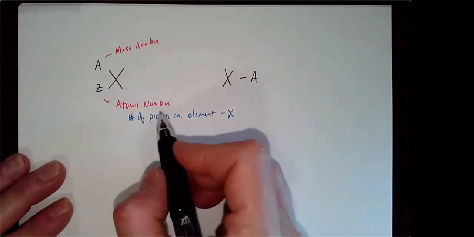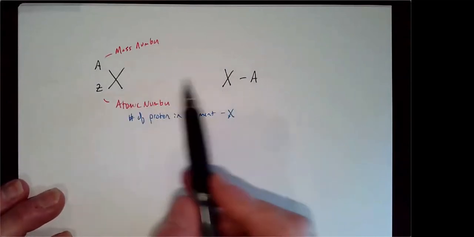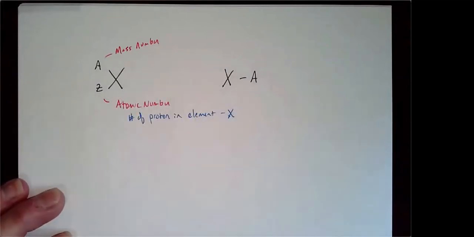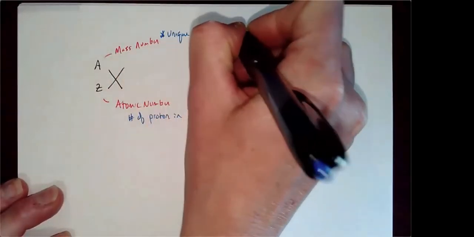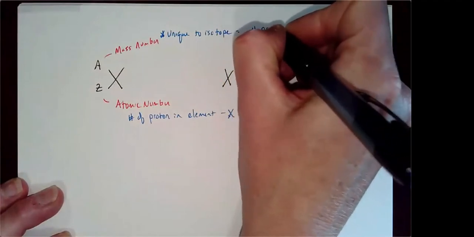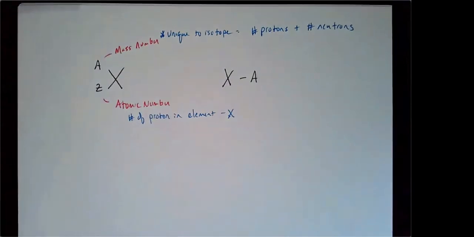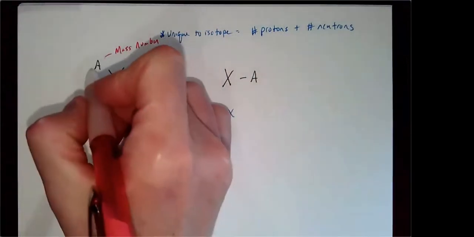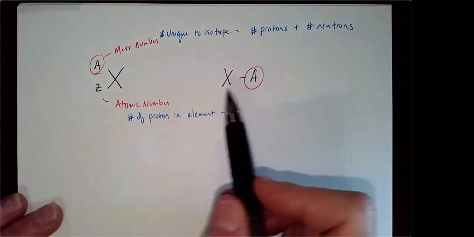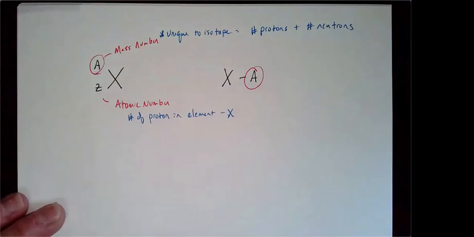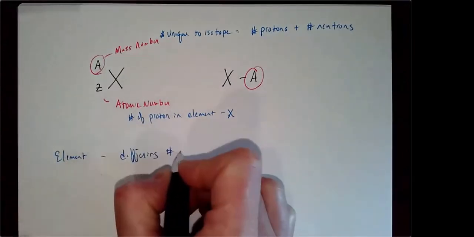So my atomic number, you'll notice, is on this shorthand notation but not on this shorthand notation. But if I know the type of element I have, I can look up the atomic number. The mass number is unique to the isotope, and it is the number of protons plus the number of neutrons. So that is your mass number. And so you'll notice that your mass number is here and your mass number is here. So either one is a perfectly okay way of writing an isotope. So remember, an isotope is an element with a differing number of neutrons.